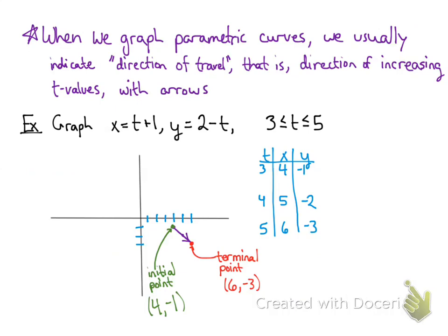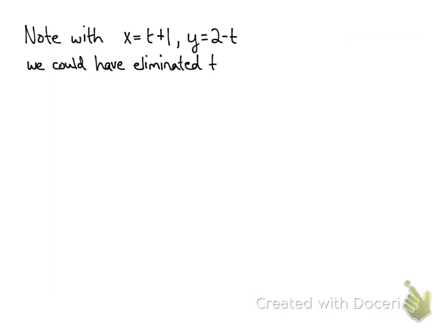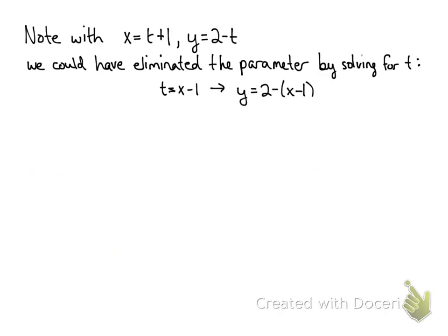Now, there's another way I could have figured out what the graph of this looks like. With this particular system of parametric equations, I could have done what's called eliminating the parameter. That is, you pick one of the equations and solve it for t, and then substitute that into the other equation. So if I take the x equation and solve it for t, I get t equals x minus 1. I plug that into the other one, and y equals 2 minus t becomes y equals 2 minus (x minus 1). Simplify a bit, and I have y equals negative x plus 3.